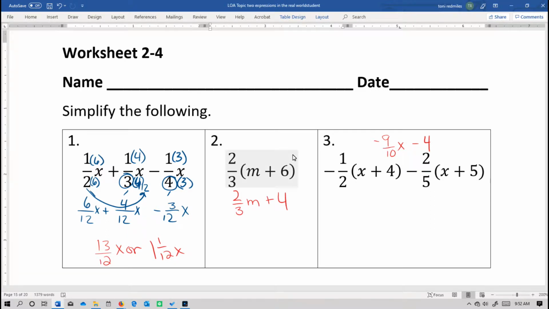Okay? Then all I have to do is add across or subtract across the top. So I'm going 2 plus 4 minus 3. 2 plus 4 is 10, minus 3 is 7. All right? 12 is just along for the ride, and the answer is 7/12.